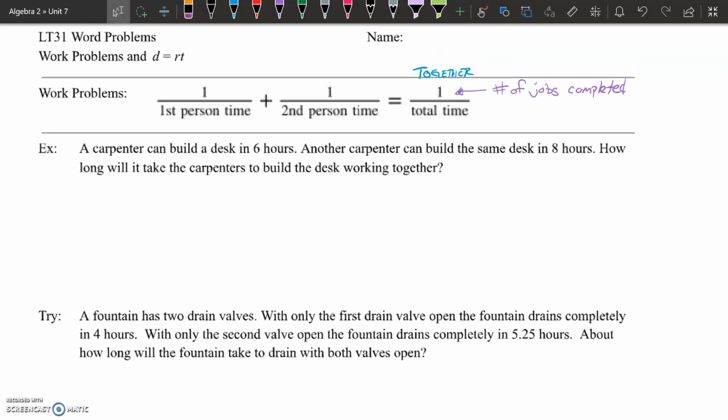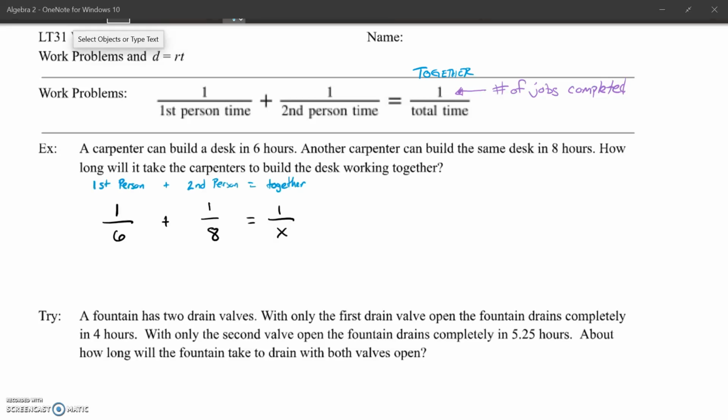So again, following this pattern, we have a carpenter building a desk in 6 hours, another carpenter, same desk, 8 hours, different amounts of time. One works faster than the other. We can make a prediction or a calculation on how long it would take if they were working together on one desk. So in this case, the first person completes one desk in 6 hours. Number of jobs completed was 1, total time was 6 hours, plus the second person, one desk in 8 hours. It's going to be equal to one desk for them together, but how many hours?